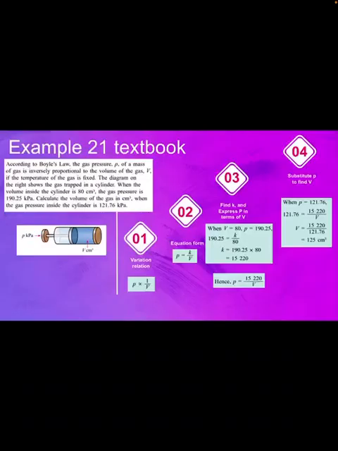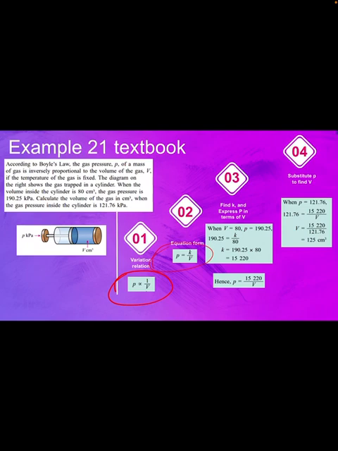Next, what do we have next? Example 21 from the textbook. According to Boyle's law, the gas pressure P of a mass of gas is inversely proportional to the volume of gas. So P is inversely proportional to V, so P equals k over V, right? Calculate the volume of the gas when the gas pressure inside the cylinder is 121.76.